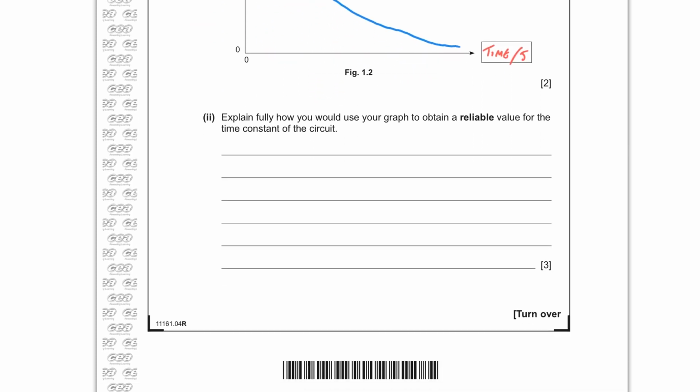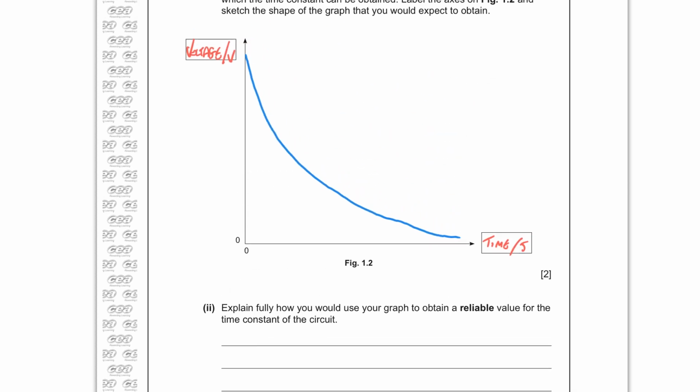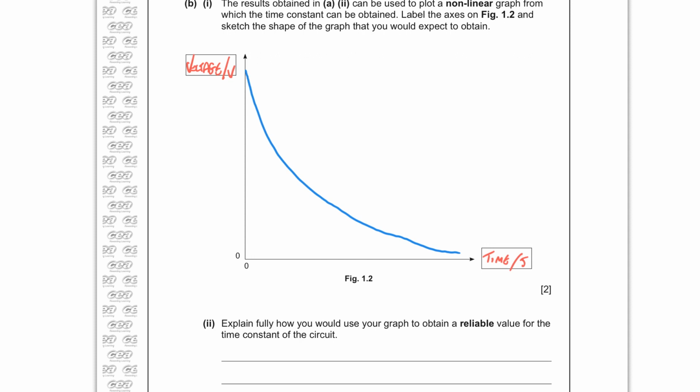Explain fully how you would use your graph to obtain a reliable value for the time constant of the circuit. So obviously we have our start point up here. And then we need to go to 0.37, so this is like V0. So we go to 0.37 of V0, and we see how long that took. And that's going to be a time constant.